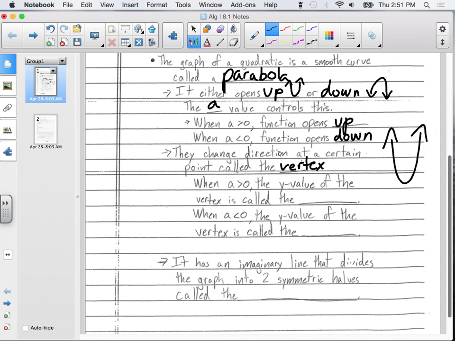So for example, this one, when we're going left to right this way, we're decreasing, decreasing, going down. When we get right here at the very bottom, that's our vertex. So at that point, when we keep moving this way, all of a sudden we're going up, increasing, going on forever. So the vertex is where you go from either decreasing to increasing or increasing to decreasing.